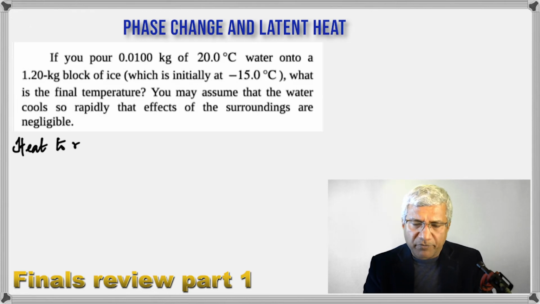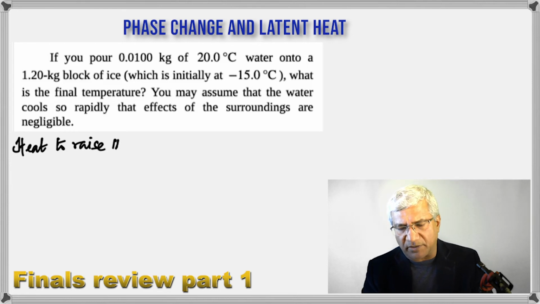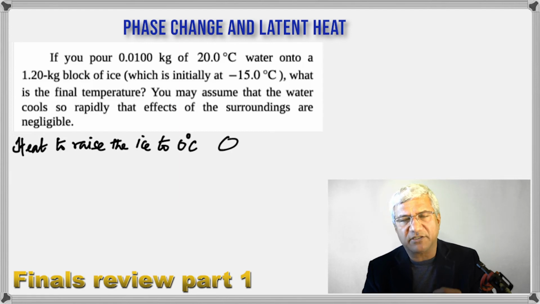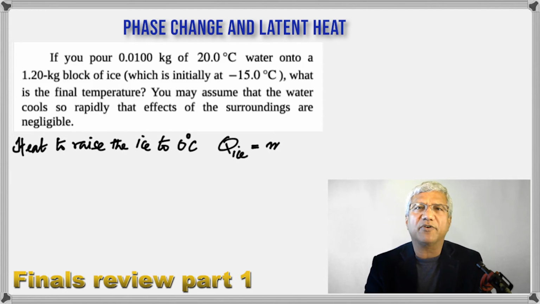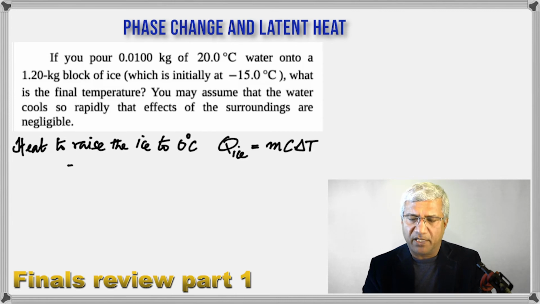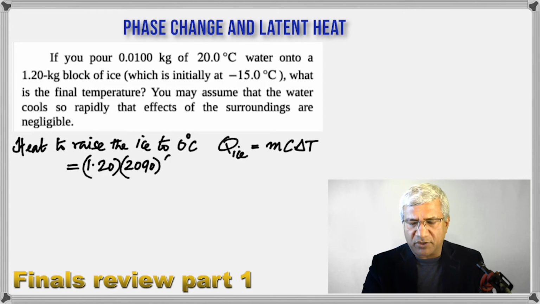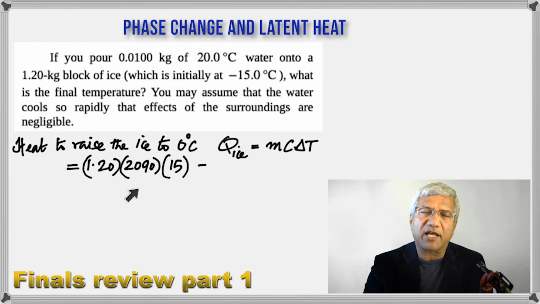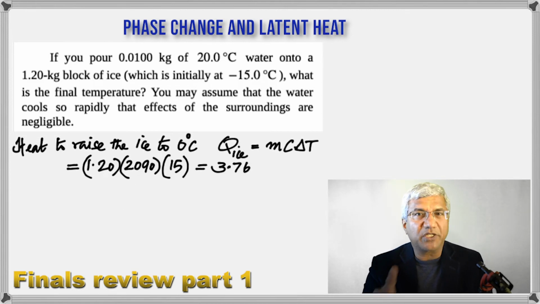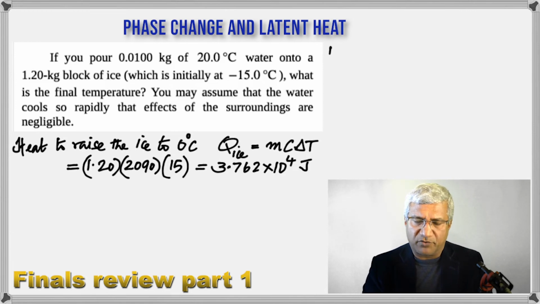So number 1, heat to raise the temperature. So I'm doing ice first. The heat required to raise the temperature of ice from negative 15 to 0 degrees Celsius is MC delta T. Some people call it MCAT. So there it is. That's the mass of ice. The specific heat of ice is about half of that of water. It'll be given because we're not heating water, we're heating ice. And you get that number. So that's the heat required to raise the temperature of the block of ice from negative 15 to 0.